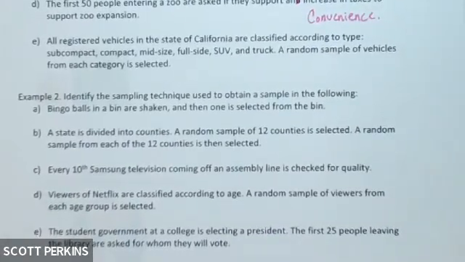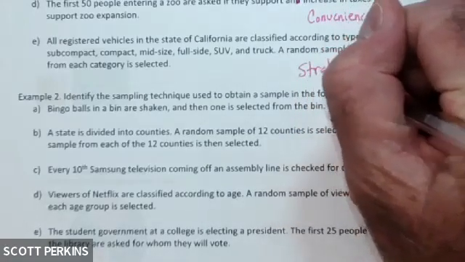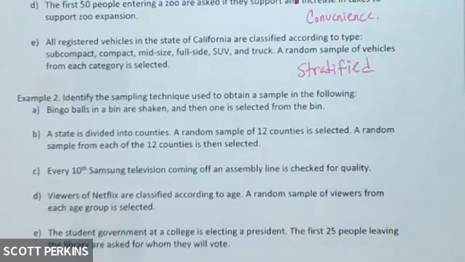Last one: all registered vehicles in the state of California are classified according to type, either subcompact or compact, etc. And a random sample of vehicles from each category is selected. That's what? Stratified. So the strata are the vehicle sizes, and then we take a random sample from each.